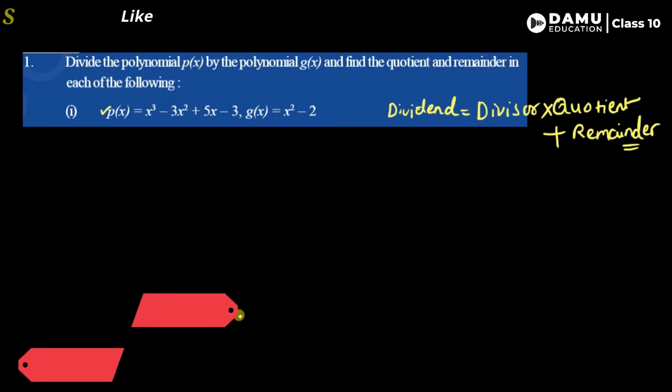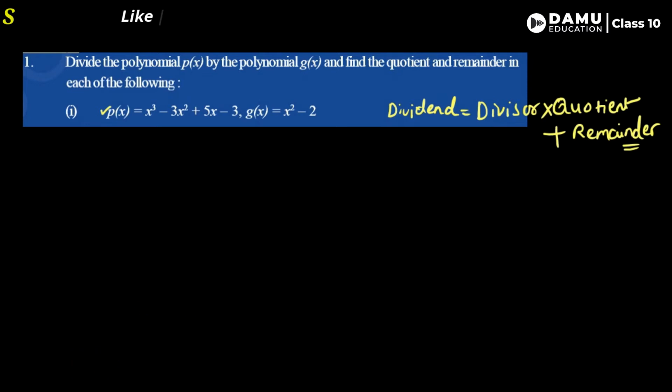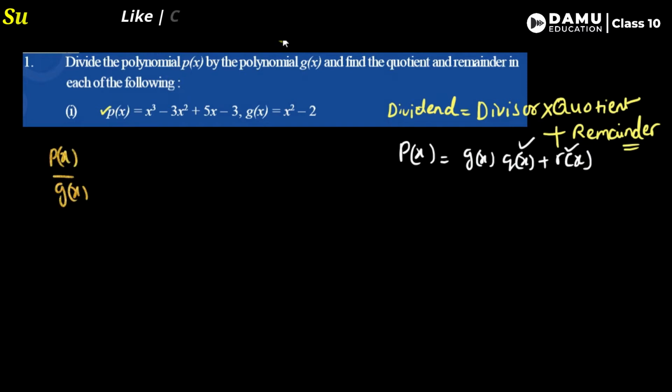So let's take p of x as the dividend, and the divisor is g of x, into q of x plus remainder r of x. We have to find q of x and the remainder in this case. So let's write what p of x is here. The p of x by g of x we have to do: x cube minus 3x square plus 5x minus 3, whole divided by x square minus 2. So this is the value. Let's find the actual division here.